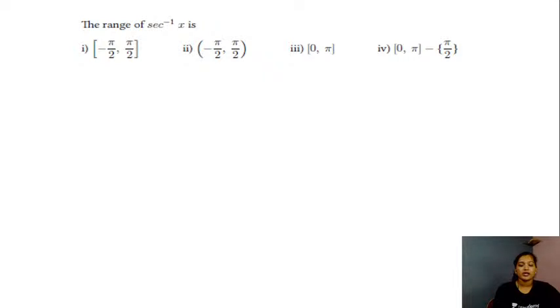Yes, Sudha, Uzair, Srihari. Yes, option D is the right answer. The range of your secant inverse of x function, this is the closed interval 0 comma pi excluding your pi by 2. That is the correct answer here in this case. Yes, and this question was also asked for your 2017 paper for your KCET students, right?